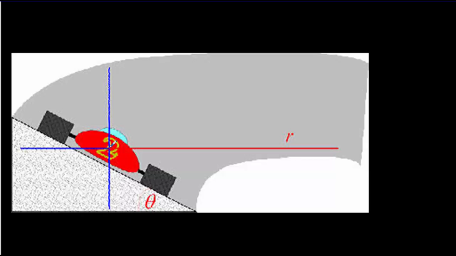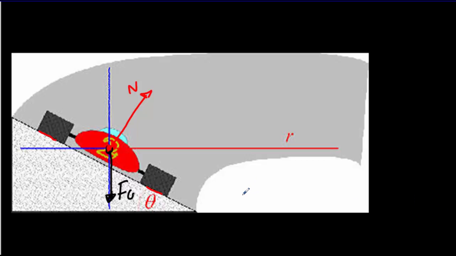We are interested in the forces in the vertical plane. So there's the force of gravity. There would be normal forces on each tire perpendicular to the surface. I'm going to represent them as one single force, so this one single force represents the two normal forces on each tire.